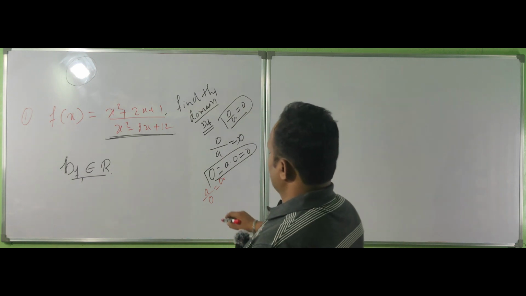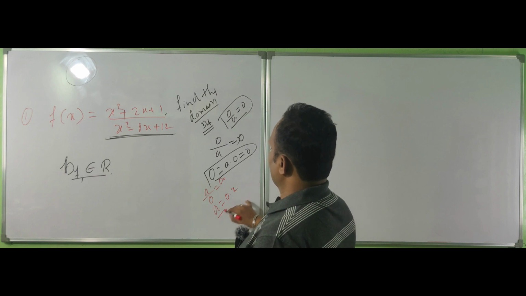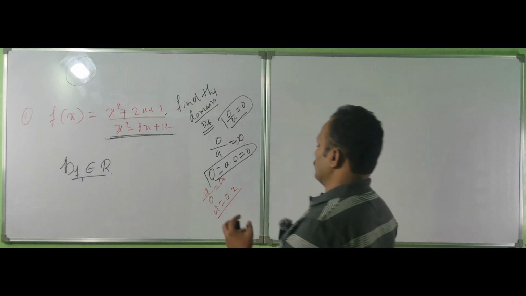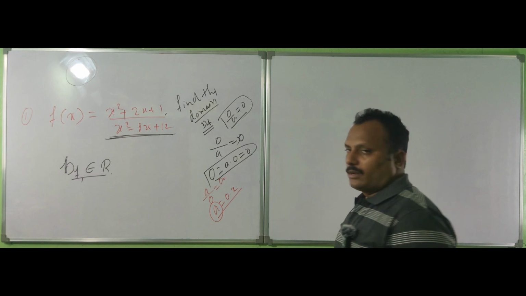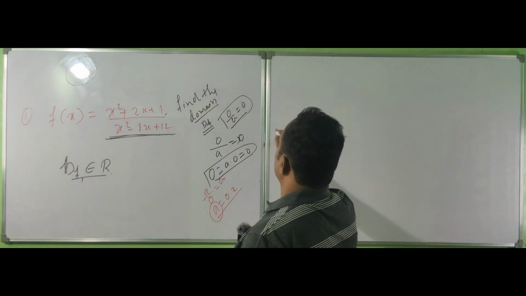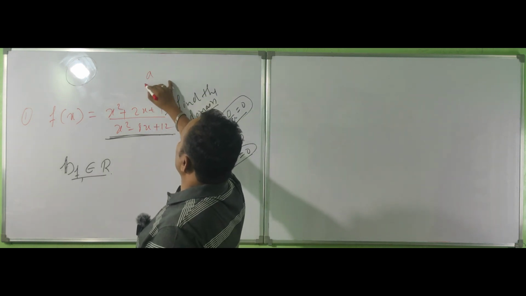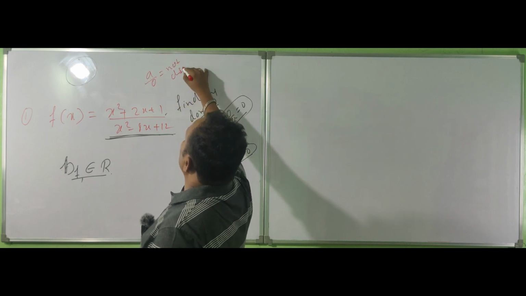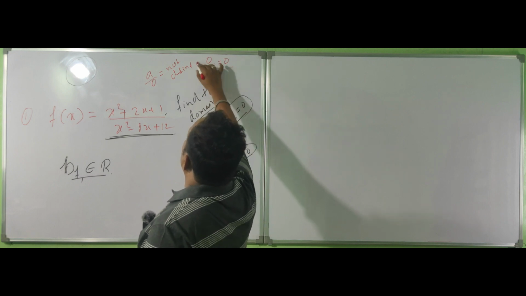Why? If any element, positive or negative, is multiplied by 0, you get 0. The product with 0 is always 0. That's why you should remember this formula and write it down: a by 0 is not defined, and 0 by anything is 0, defined.